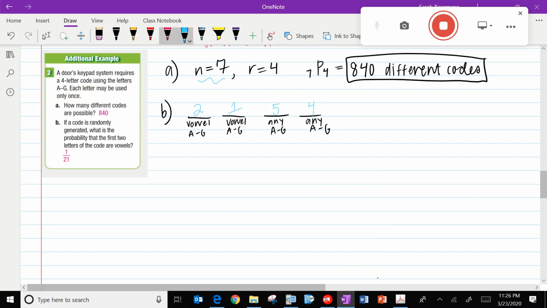Now to figure out how many possible outcomes total there are, I can treat this like a counting principle problem and multiply all of these numbers together to get 40. 40 is the number of possible different codes with vowels as my first 2 letters.